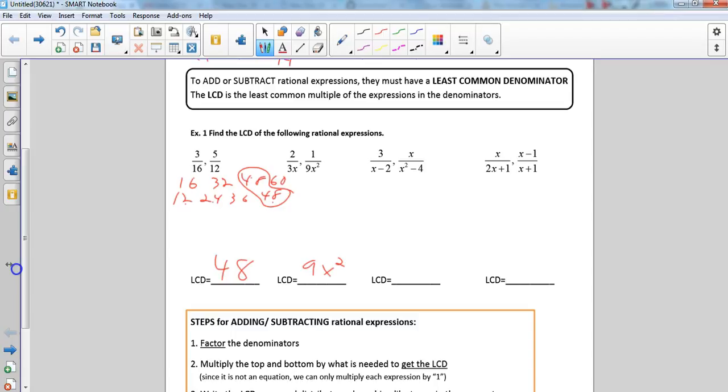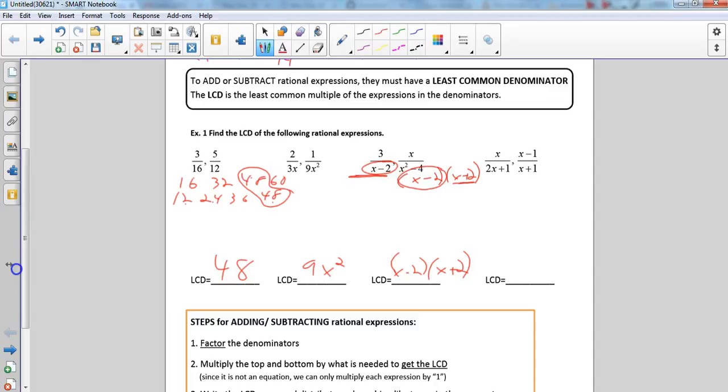Now, x minus 2 and x squared minus 4. What do we do here? Well, let's look at x squared minus 4 first as x minus 2, x plus 2. Well, that means this one has an x minus 2, and so does this. But this one has an x plus 2, and this does not. So we need the LCD to be x minus 2, x plus 2. And we'll talk more about how that affects the problem itself later.